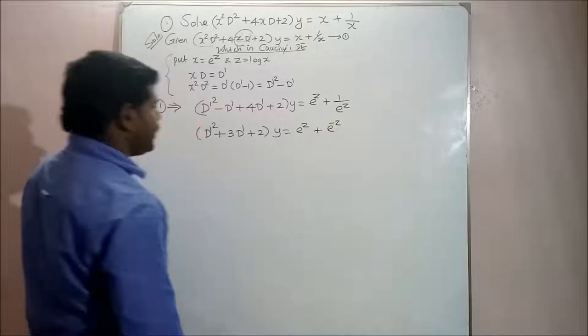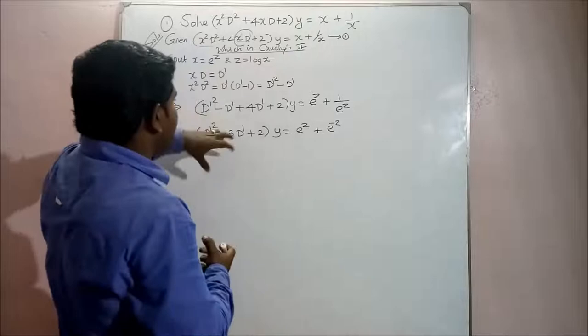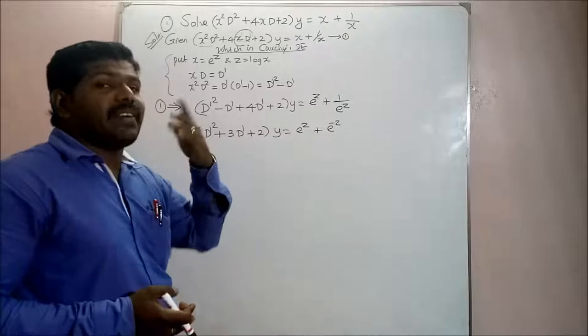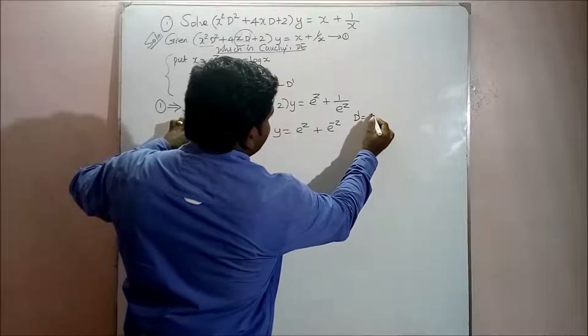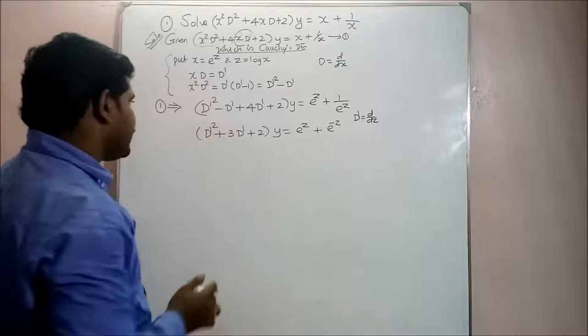So this is an ordinary differential equation with constant coefficients. After giving this substitution, this Cauchy's equation is reduced to an ordinary differential equation. To solve it, we look at the right hand side, which is of the first type, e power ax. There is only one thing to note: the differential operator D dash is d by dz, whereas in the ordinary differential equation D is d by dx. We have to note that these two are different. Now we can solve it.